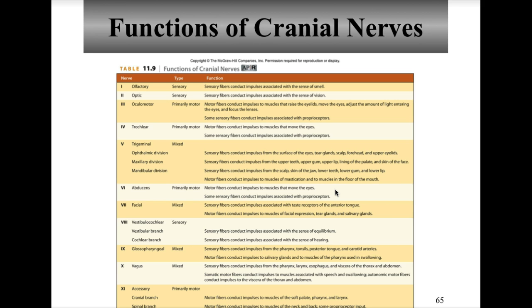So to remember these, here is a mnemonic device. At least one, you can come up with your own, but you can remember it as: Oh, oh, oh, to touch and feel very good velvet.